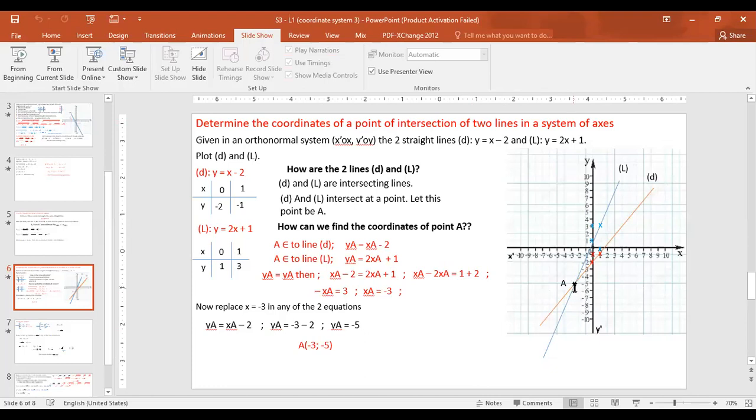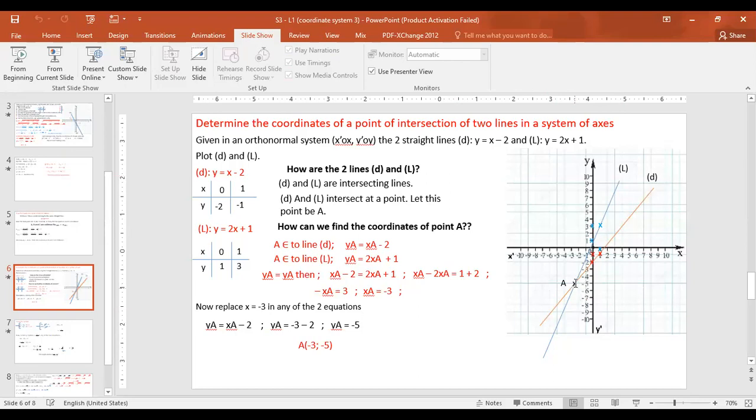I want to remind you also how to draw a straight line in a system of axes. We should make a table for each straight line. In it, we take 2 different values for X to get 2 different values for Y. Then we plot the points to determine the straight line in the system of axes. Now, what we are going to do in this part is to find the coordinates of A, which is the point of intersection of the 2 straight lines L and D.